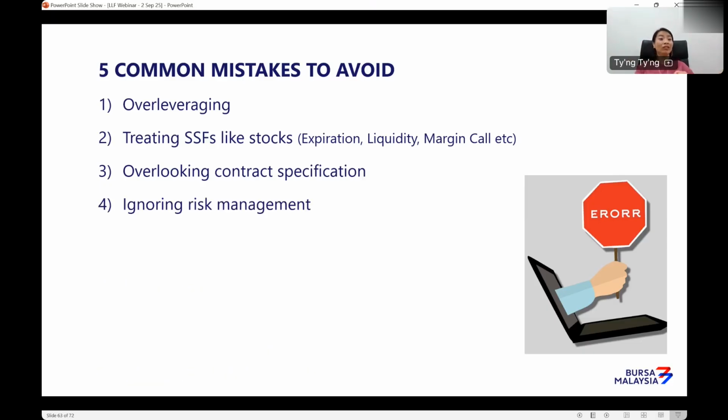Number 4, ignoring risk management. Please don't forget about it, because once you over leverage, you don't manage your risk. Let's say for example, you have a margin call, you cannot fulfill a margin call and your position will be forced liquidated. So don't go into that direction. And the last is definitely not having a trading strategy or system.